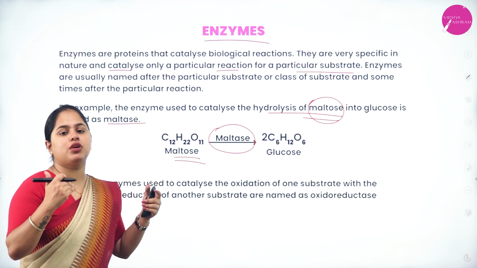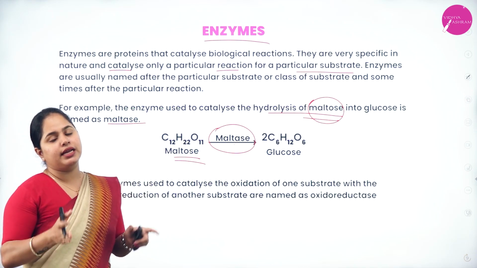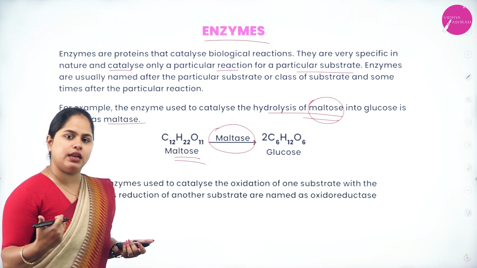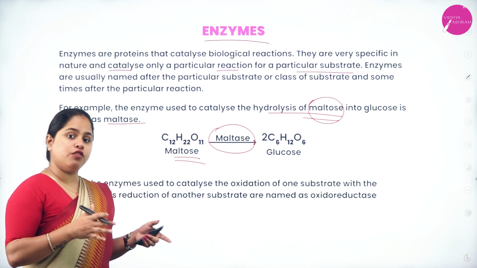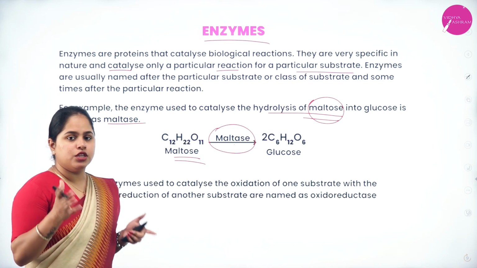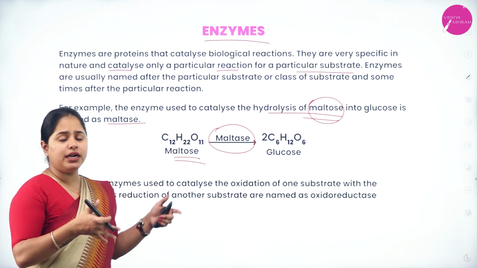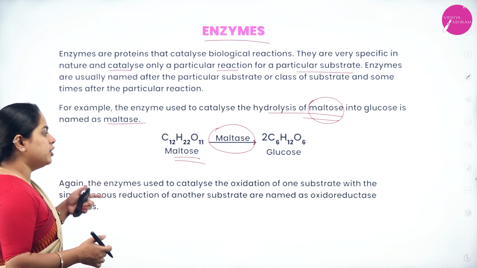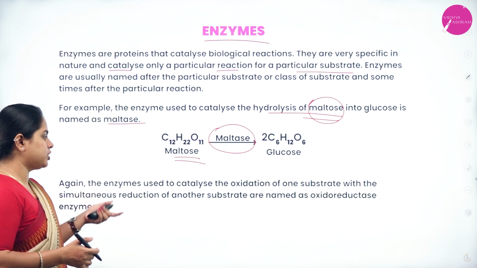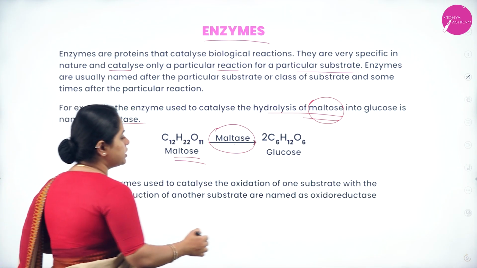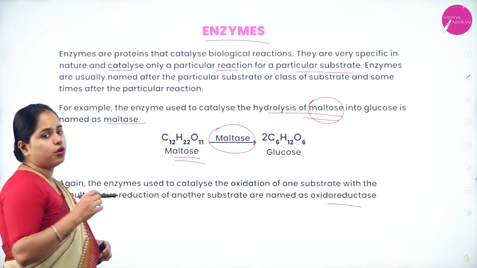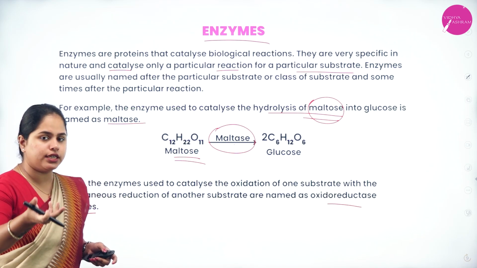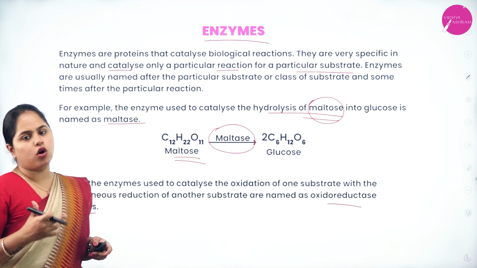So enzymes are used to catalyze biological reactions and enzymes are very, very specific in nature. So you can't use, for example, invertase, which is another enzyme that helps in the hydrolysis of invert sugar, that is sucrose. So invertase can't be used here. Only maltase can be used in the hydrolysis of maltose. Alright. Again, the enzymes used to catalyze the oxidation of one substrate with the simultaneous reduction of another substrate are named oxidoreductase enzymes. So what are oxidoreductase enzymes? They help in biological reactions which undergo both oxidation and reduction. That is why they are called oxidoreductase enzymes.